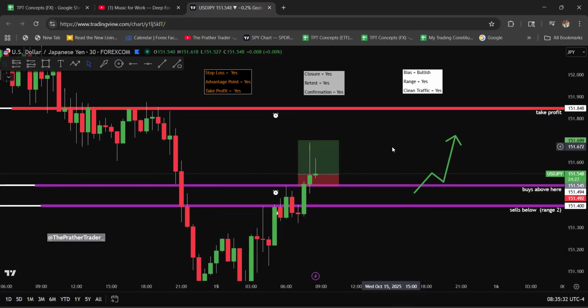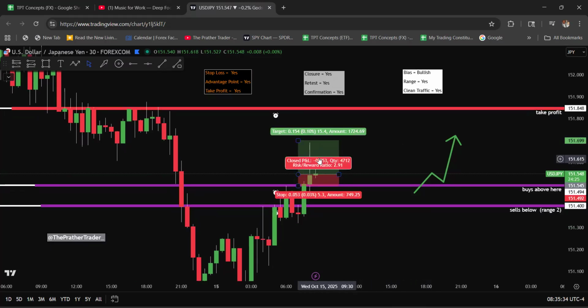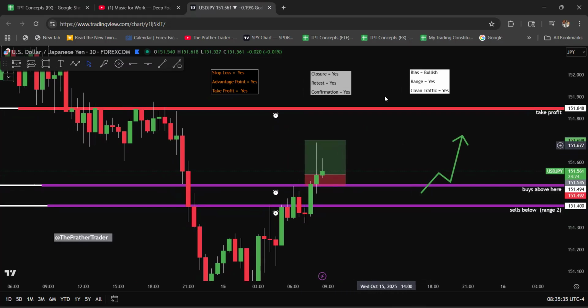Hey, gang, if you are in this position, I would definitely manage it. Okay. You still do have a wick to fill here on the 30. All right. Price did come down, make a bottom wick. It's a small one, but it made one. Price can come fill this wick and continue pushing up.